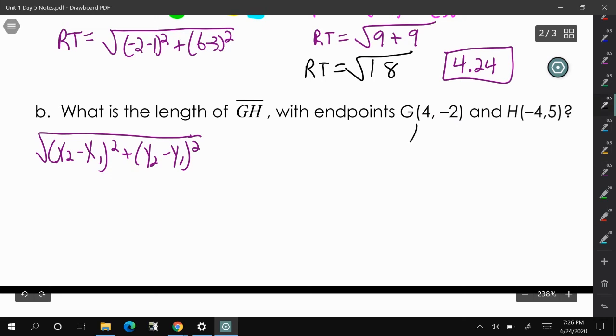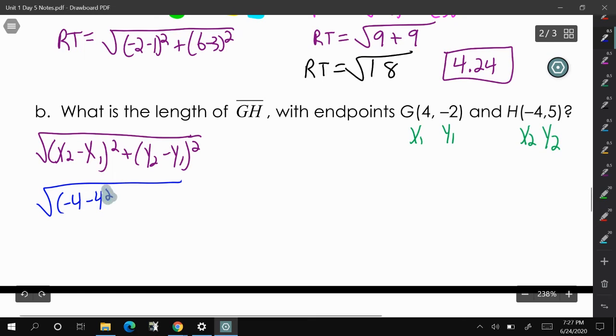And what I mean by that is say, okay, this is x1, y2, x2, y1. You can't do that. You won't get the same answer. So as long as you're consistent, it won't matter. So x1, let me write back what I had. And we can plug in and get our answer. So x2 is -4. So -4 minus 4 squared, plus 5 minus -2 squared.